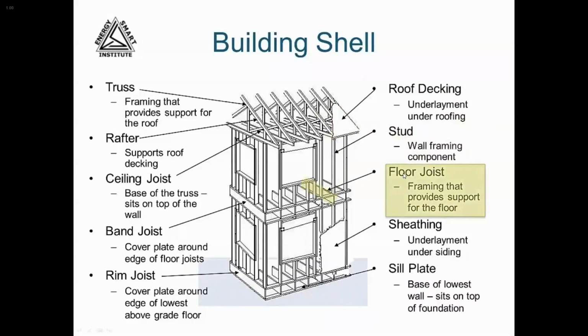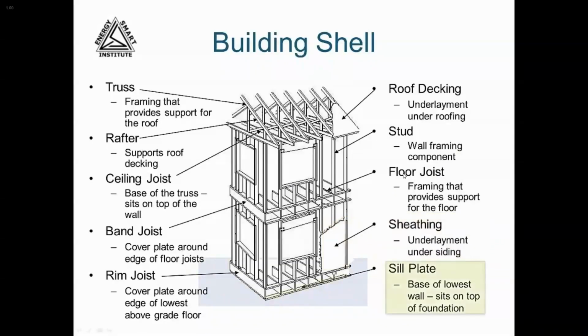Floor joists are framing that provides support for the floor. The floor joists will be under the floor decking and above the ceiling of the level below. Sheathing is the underlayment under the siding of the house. It's going to be OSB board or some other type of underlayment that provides structural integrity for the walls of the house.